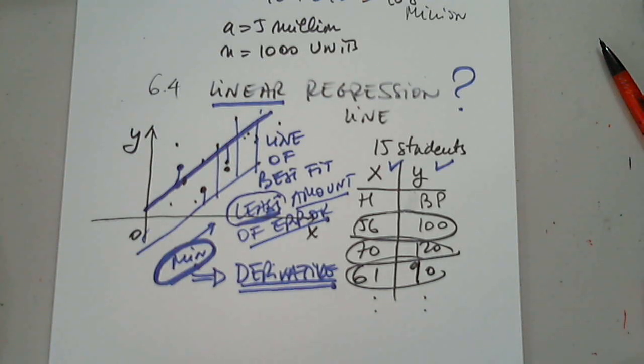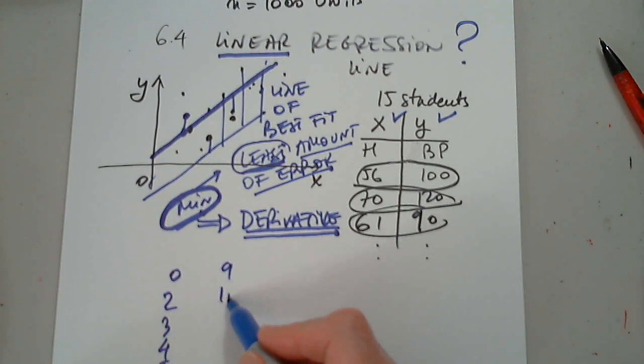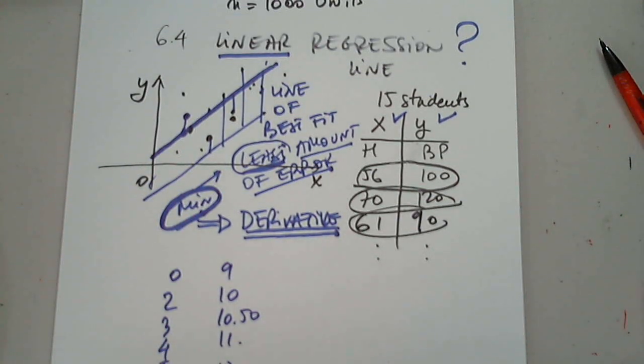So I'm going to have to copy this because I'm typing it into the graphing calculator. So I have 0, 2, 3, 4, and 5. And this is 9, 10, 10.50, 11, and 12. Perfect. Okay, so we go to the graphing calculator.